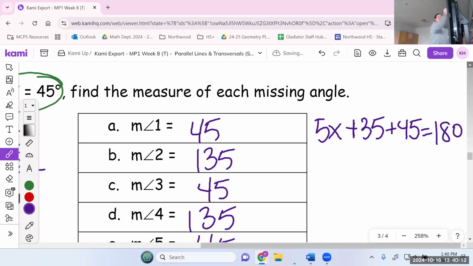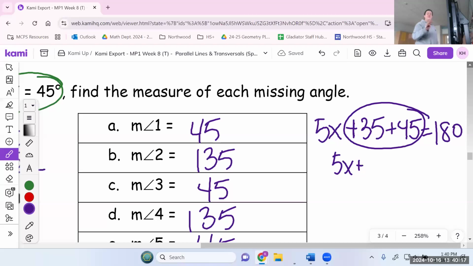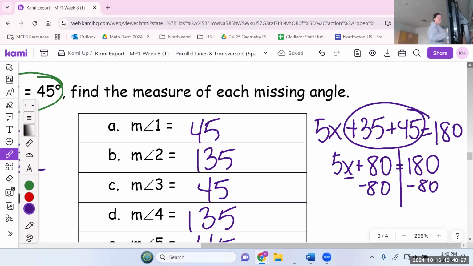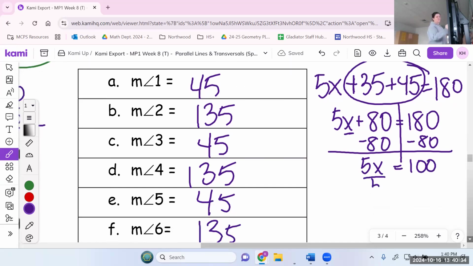I'm going to do it. I'm going to combine my like terms. I have 5x plus 35 plus 45, which is 80. Then I want to get my x by itself. So I'm going to subtract 80 on both sides. 5x equals 100. And then when we divide both sides by 5, x is 20, right?